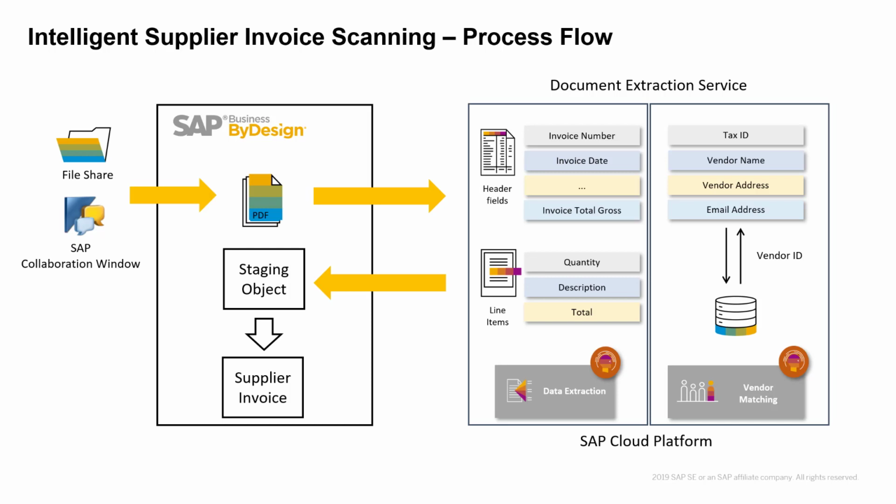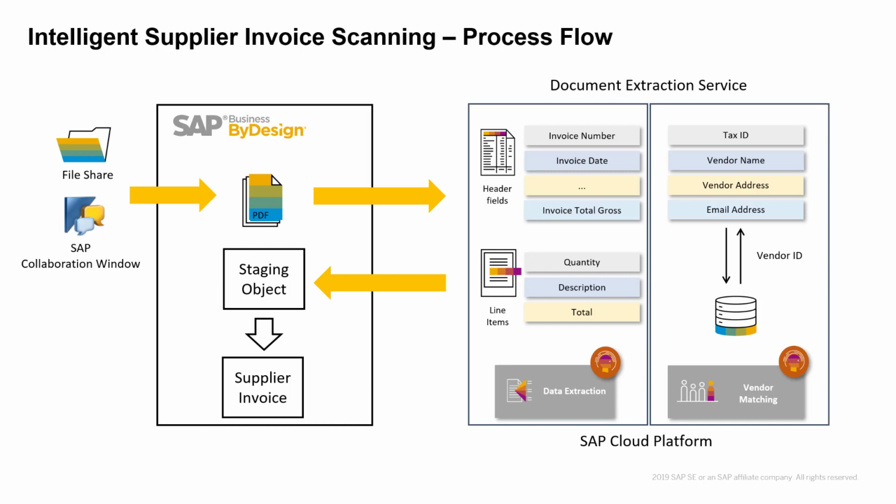We start with uploading the PDF documents from a file share or via mass upload using the SAP collaboration window. This can be downloaded directly from the self-services in SAP Business ByDesign. Once uploaded, the PDFs are automatically sent to SAP's document extraction service, where both invoice header and invoice item information is extracted and sent back to SAP Business ByDesign. The scanned values can then be reviewed and corrected before the supplier invoice gets created.